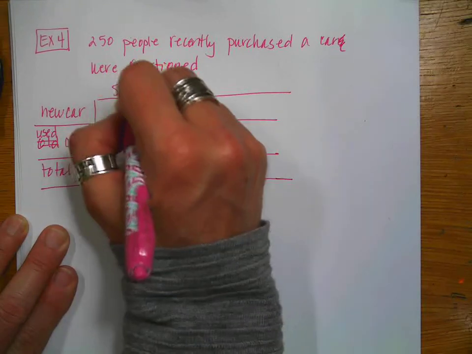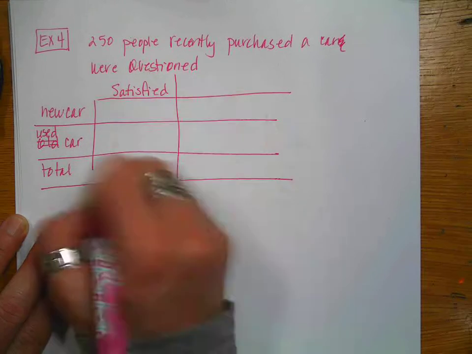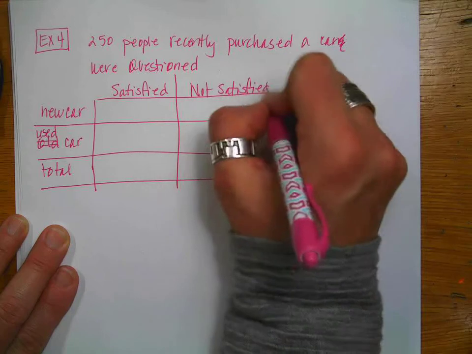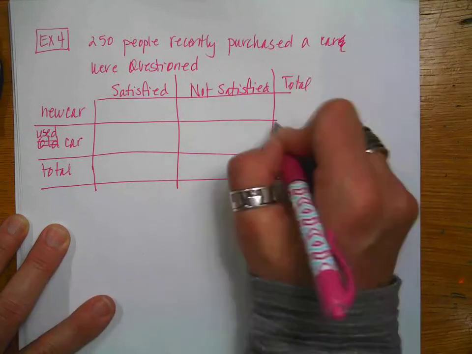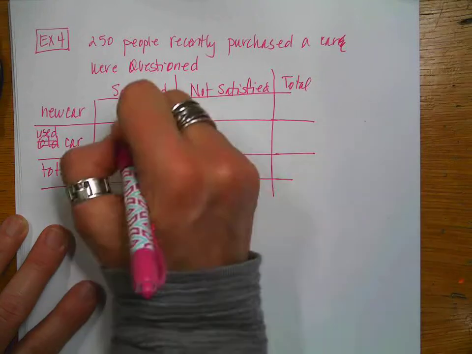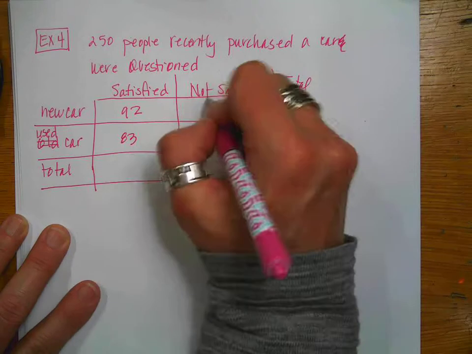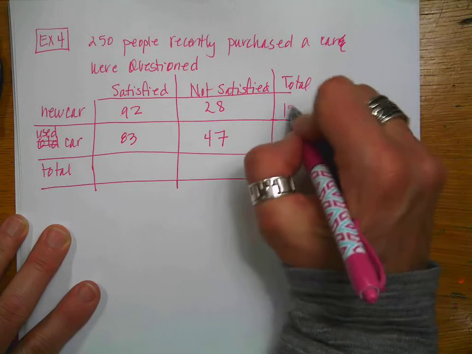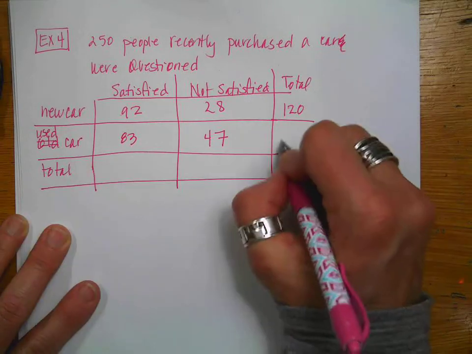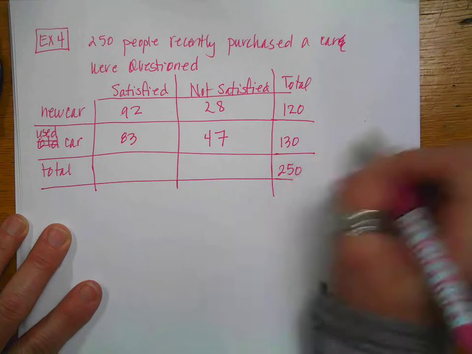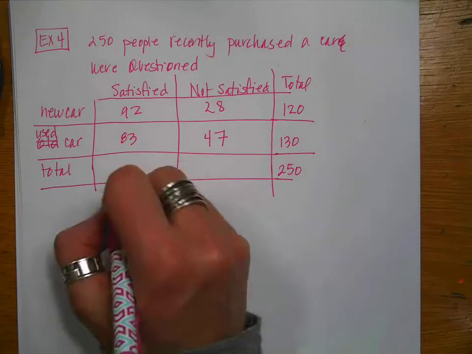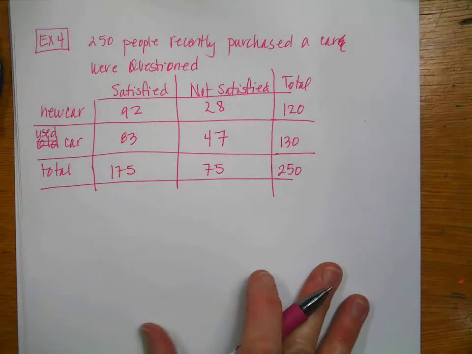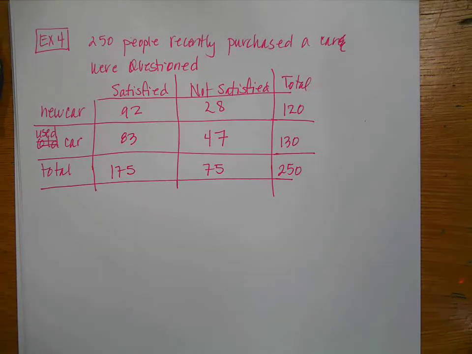Okay. And then up here, those customers were satisfied, not satisfied, bummer, and then here was the total. Okay, so if I fill in all the numbers, so I had 92, 83, 28, 47. So if I add the new car people, there were 120. The used car people were 130. We were told that 250 people were questioned. A total of 175 were satisfied and 75 were not satisfied.